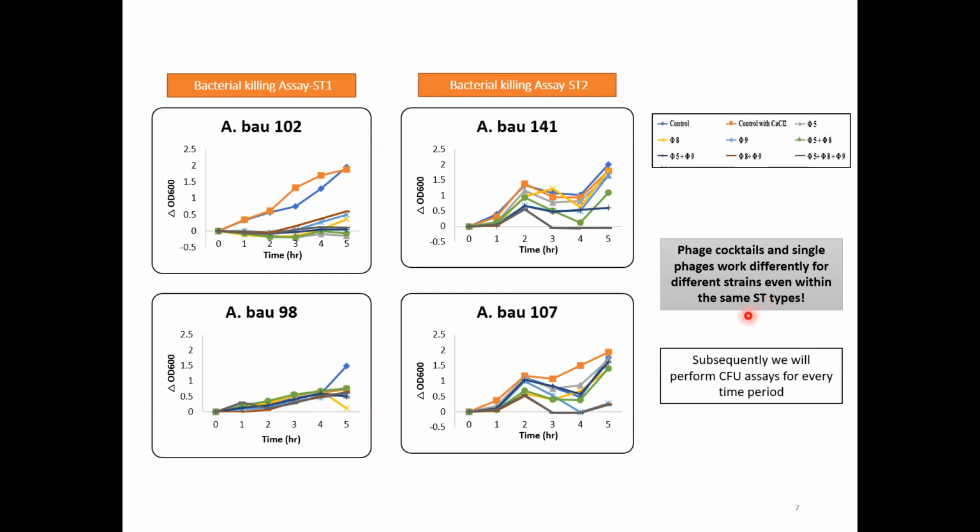Through this preliminary assay, we concluded that our phages selectively show the killing type. And for confirmation, we still need to do the CFU assay over a time period so that we can for sure quantify the effectiveness of our phage cocktail versus single phages.